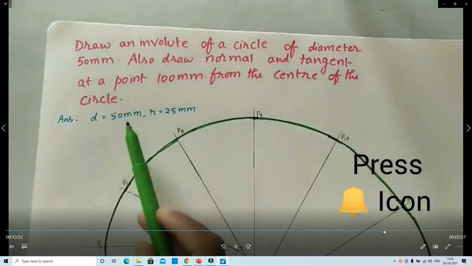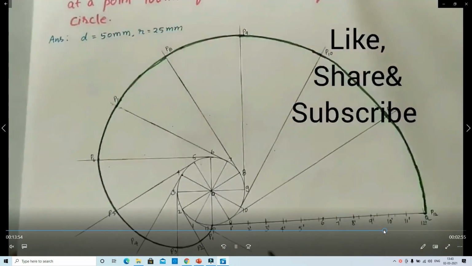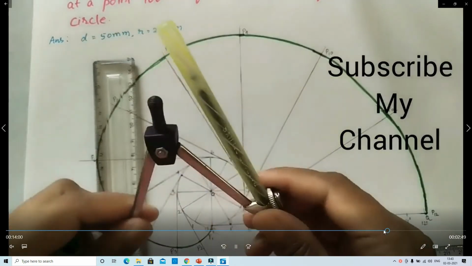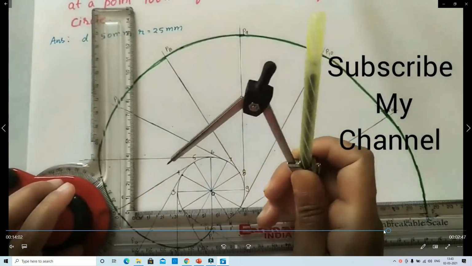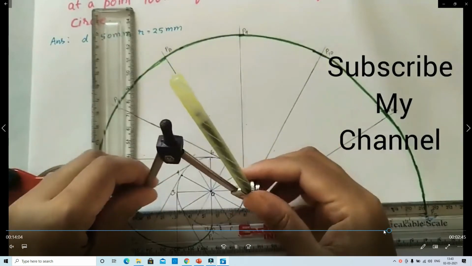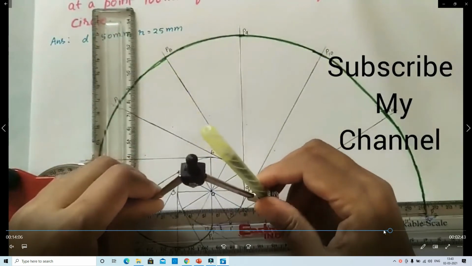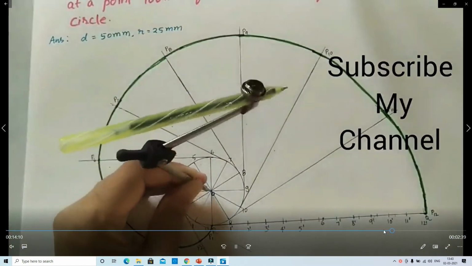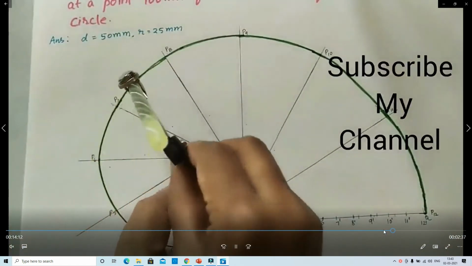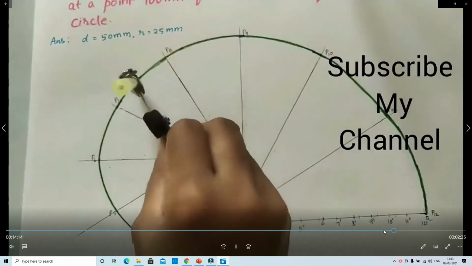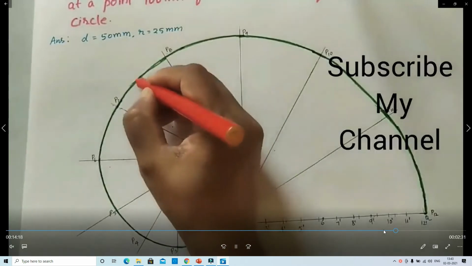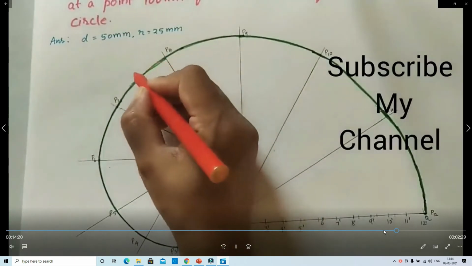Second step, draw the tangent from the circle. It is given in the problem 100 mm from the center of the circle. Now we need to draw that. We take here first 100 mm with the help of the compass, and with the center we cut where that involute arc touch point, that point we identified.